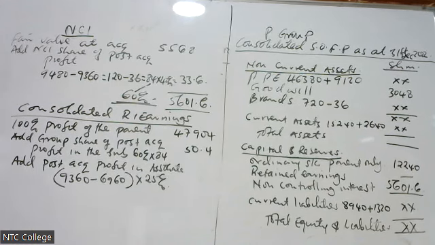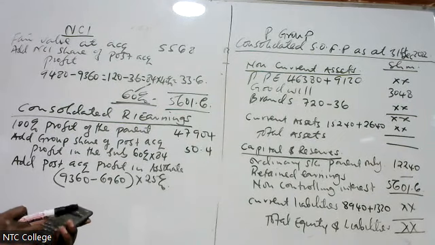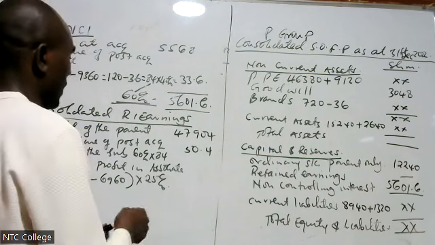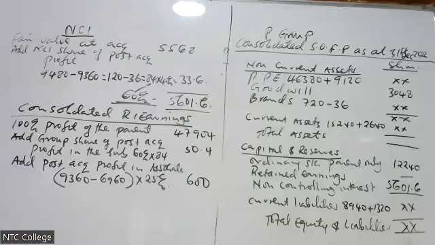I get how much? Let me see. 9360 minus 6960 times 0.25, 600. That is when it was associated.